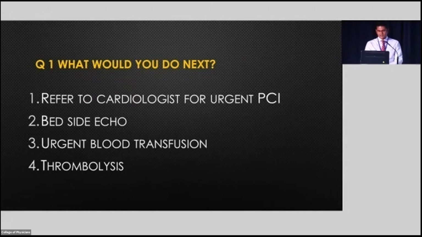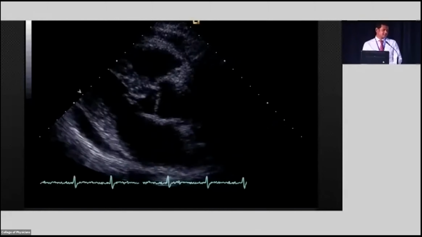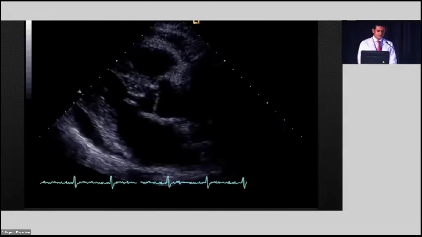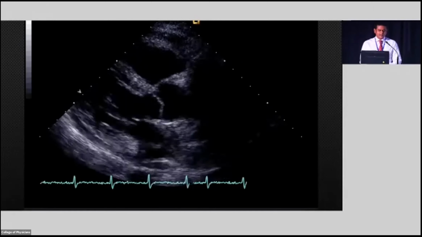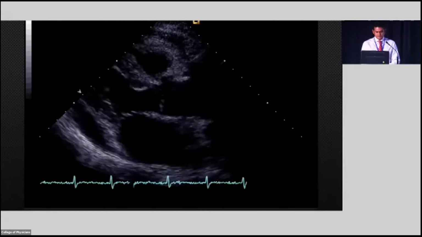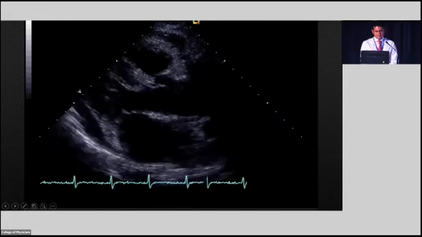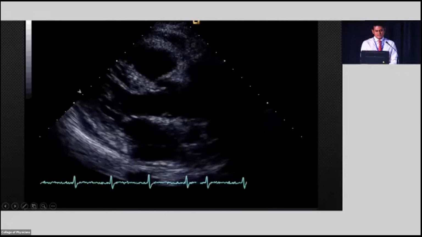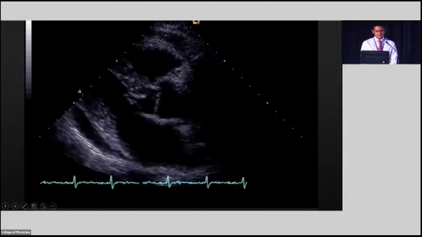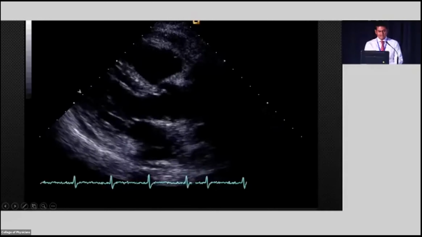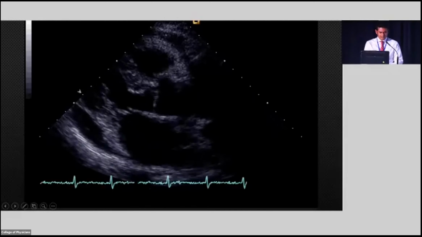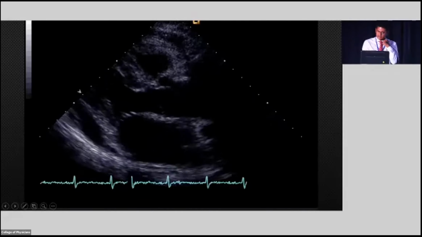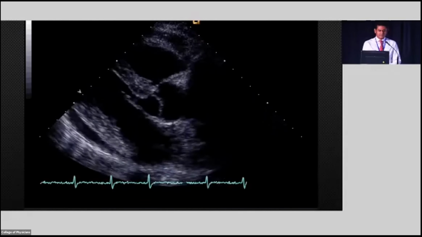Okay, right. So we decided to do a bedside echocardiography. So what would you see? This is a parasternal long axis view. This is the left atrium, left ventricle, right ventricle, LVOT. And what you can see here, if you see black, that is usually fluid. Now, if you have fluid around the heart, that is most likely to be a pericardial effusion.